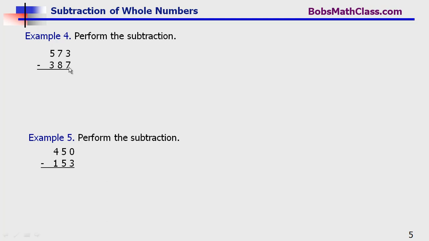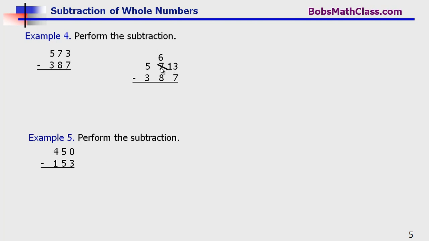Okay, so let's get started. 7 from 3. We can't perform the subtraction, so we need to borrow. So we're going to borrow a 1 from the 7. Borrow 1 from the 7 and make that a 6. And then place a 1 in front of the 3. Now that becomes a 13.